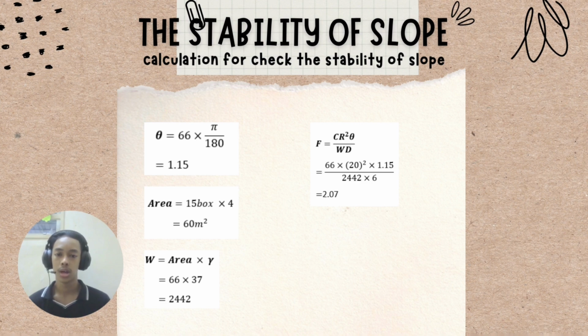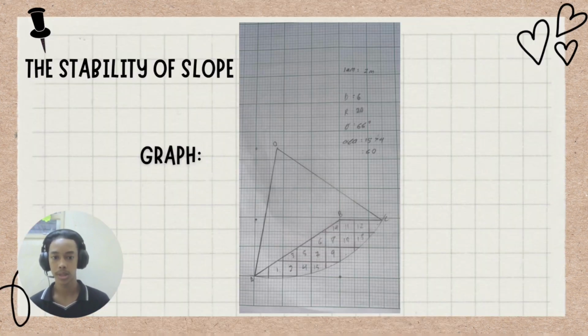So the formula to check the stability of slope is F equals C R area theta divided by W D, and we get 2.07. In this case, we can use this number because 2.07 is bigger than 1.5, so it is clearly safe. So this is our graph that we use to find the stability of slope.